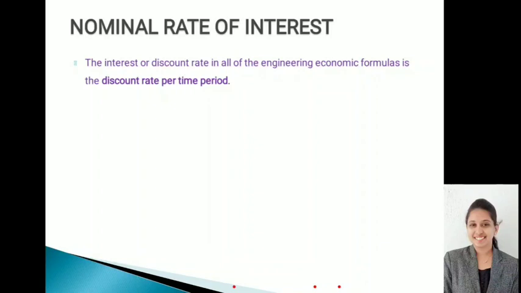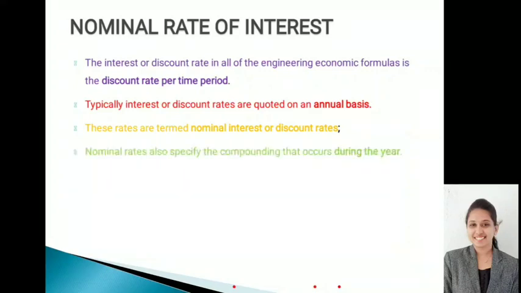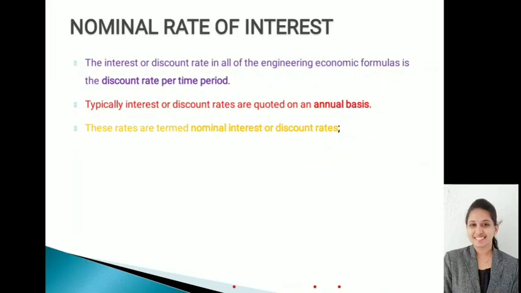Usually we know the interest or discount rate in all the engineering economic formulas is the discount rate per time period. Typically, interest or discount rates are quoted on the annual basis, we know. Thus, these interests are termed as nominal interest or the discount interest. Nominal rates also specify compounding that occurs during the year. That means interest rates are normally calculated on annual basis. So, nominal interest also specifies the compounding that occurs during the year.